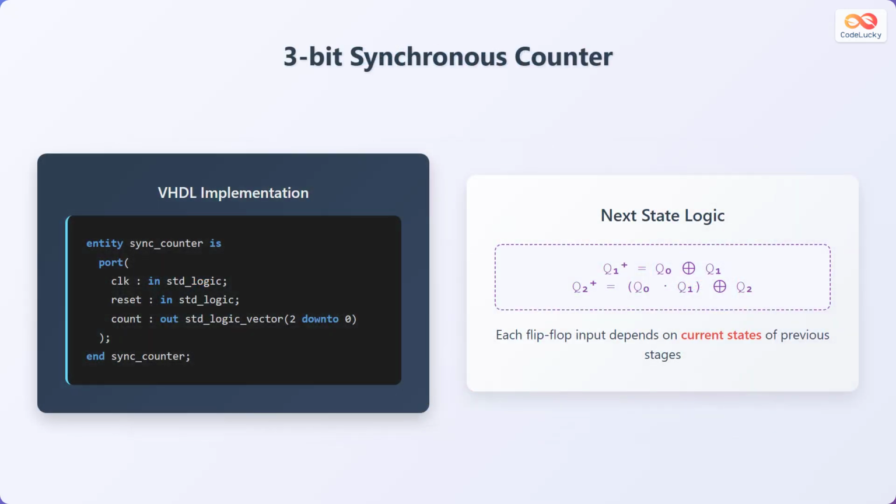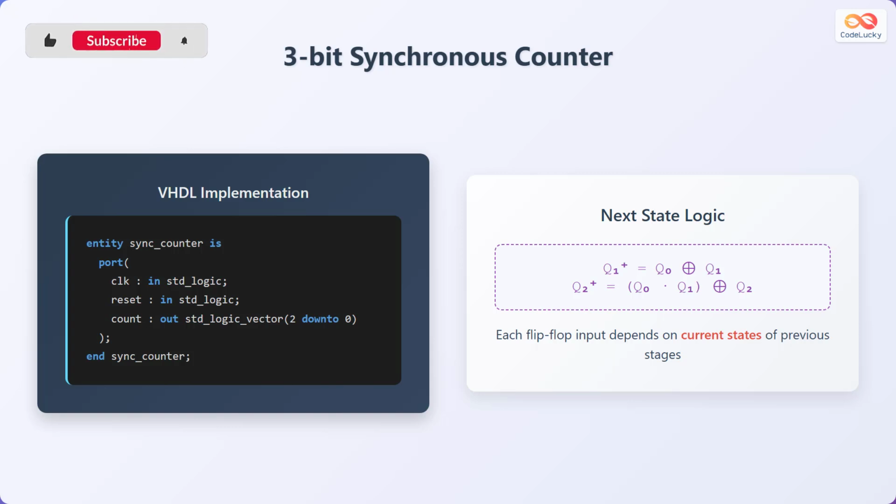Here is the VHDL implementation of a 3-bit synchronous counter. The entity is named sync_counter. It has 3 ports. CLK is an input of type std_logic. Reset is an input of type std_logic. Count is an output of std_logic_vector of length 3, that is 2 down to 0.